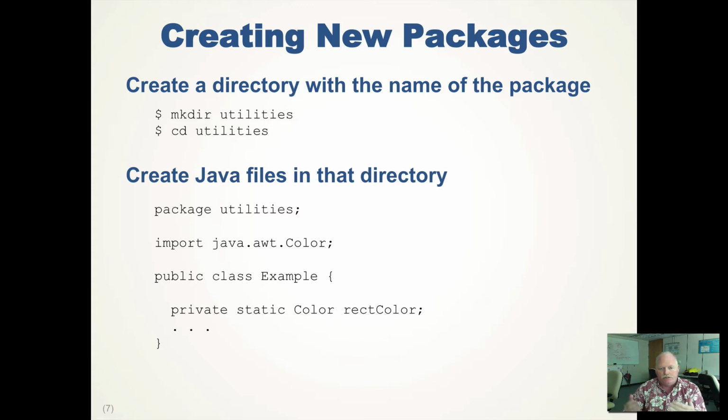If I wanted to import my example class in a different Java class, I would say import utilities.example. Now, you don't have to import classes that are in the same package. So if I have another class in the utilities package and I want to use example, I don't need to use the import, because they can see the classes in the same package.